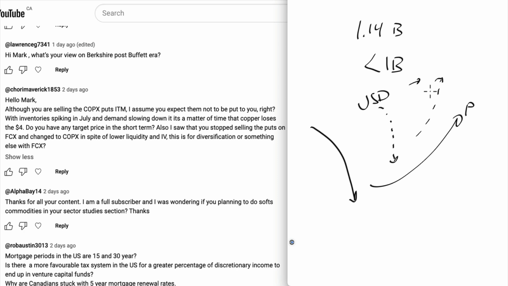Also, I saw that you stopped selling puts on the FCX and changed to COPX. No, I laddered down on FCX because it's my favorite one. I'd like to own that. And then I decided to bring in a portfolio of copper stocks. So that's why I use COPX.